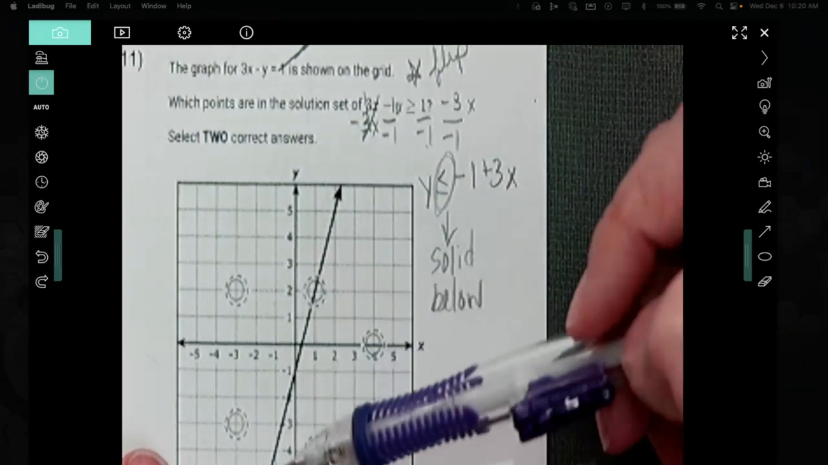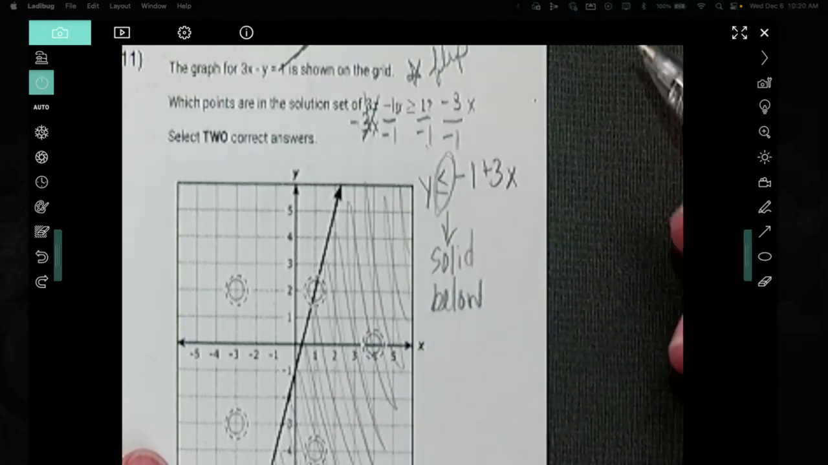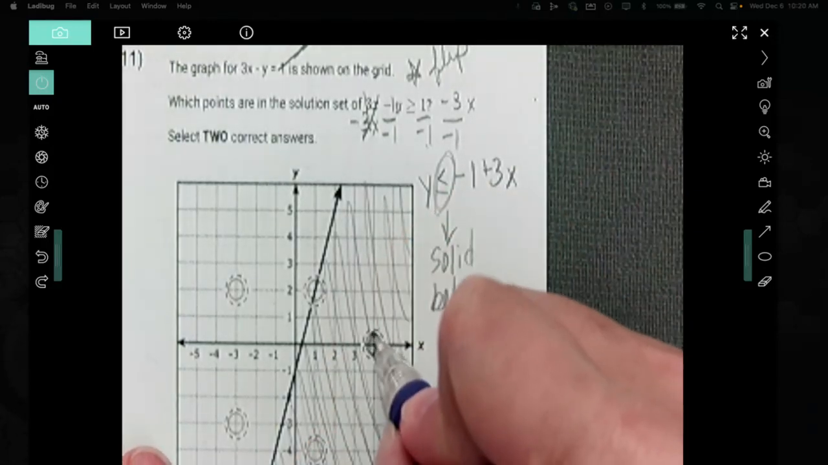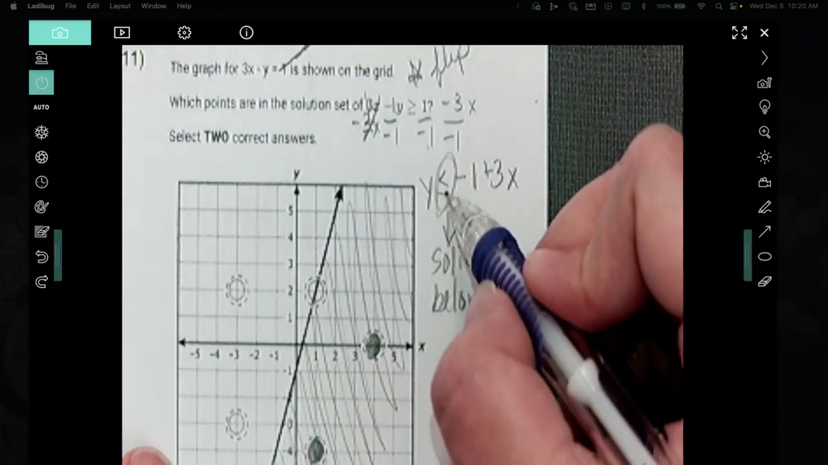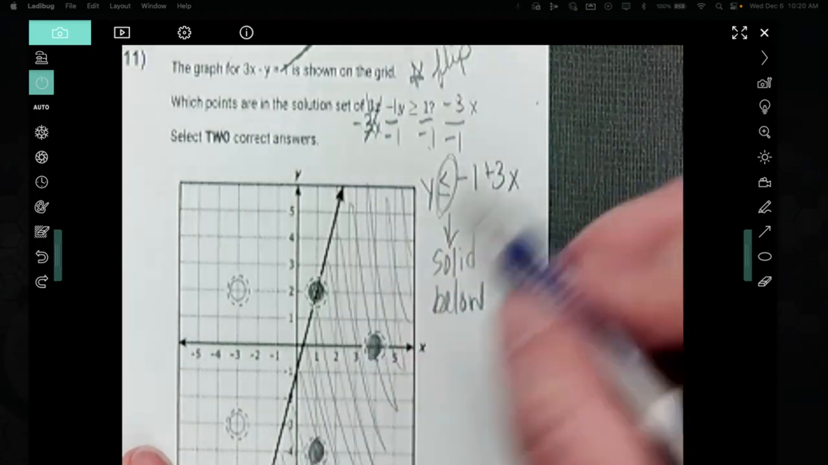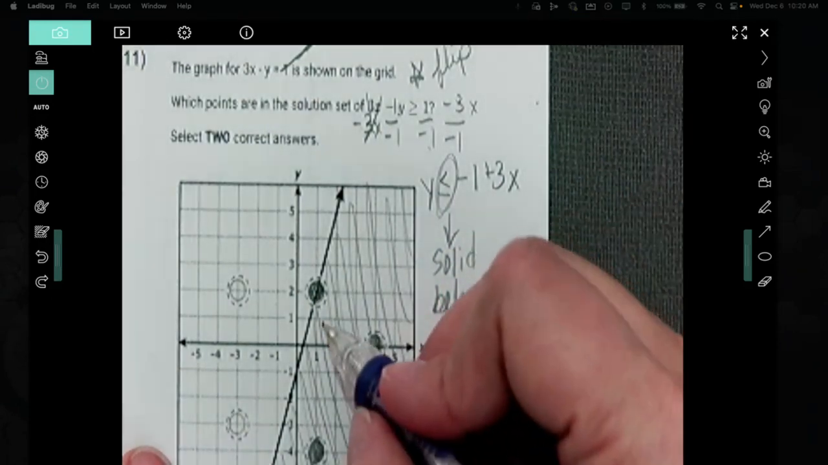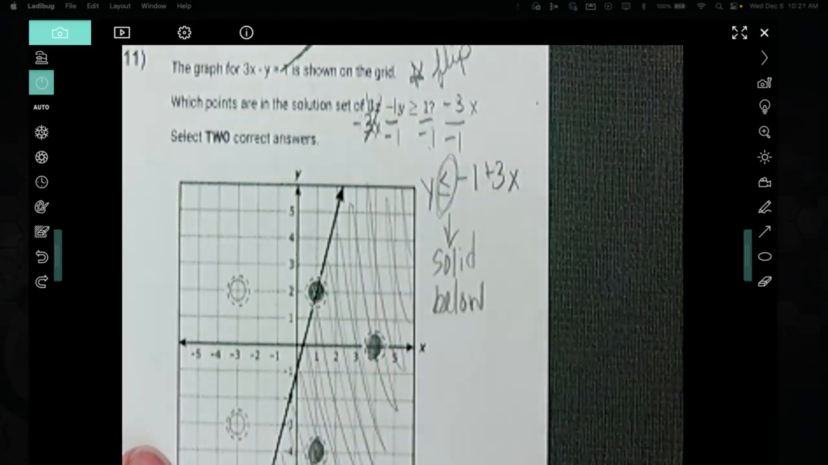Below this -1 means we're shading on this side. So our solutions are in the shaded region. Here and here, we only need 2, but because this is a solid line, this one is true as well. If this was a dotted line, no. You could also write these coordinates and plug them in for x and y to get a true statement.